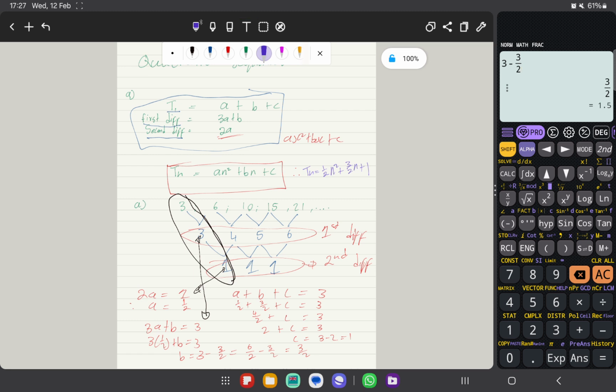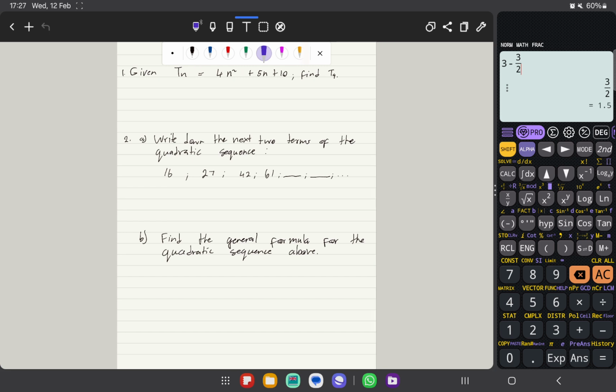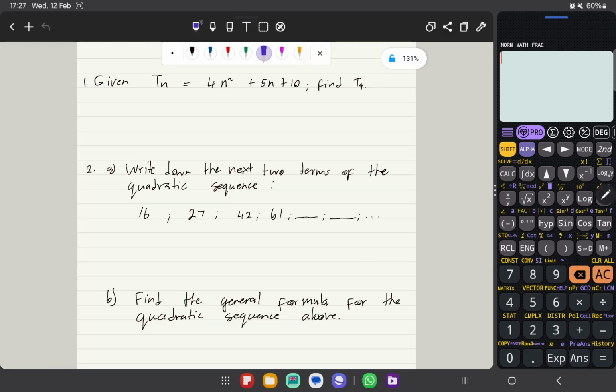Try to remember those numbers. The most important ones are these things here: T1, first difference, second difference. Remember all of those by heart. Cool. I think this will be the last. Let's see what we can get from these problems.